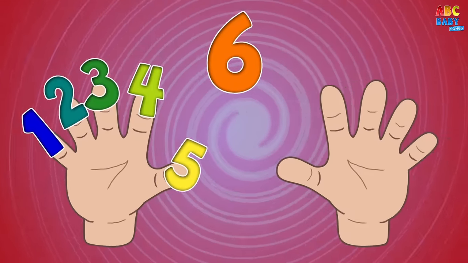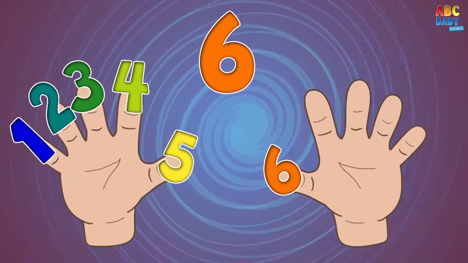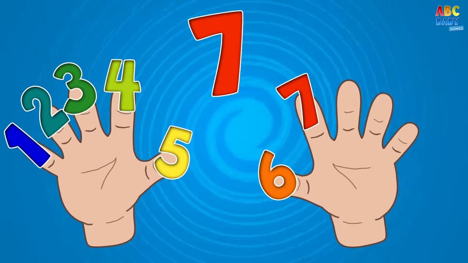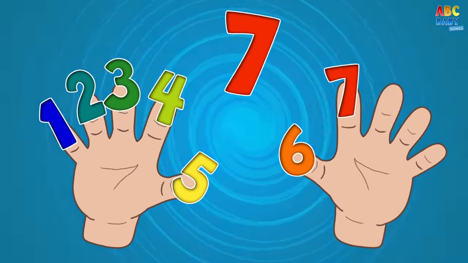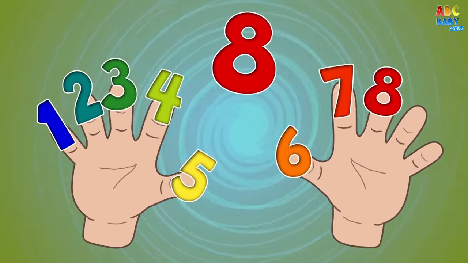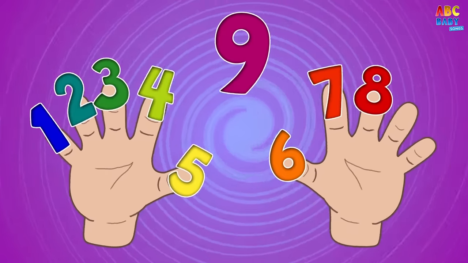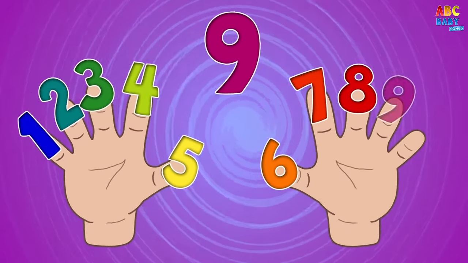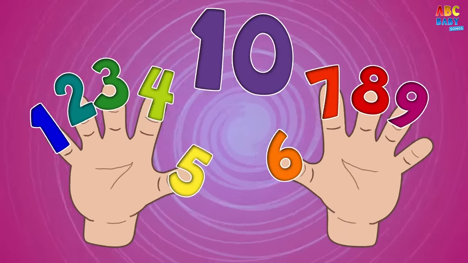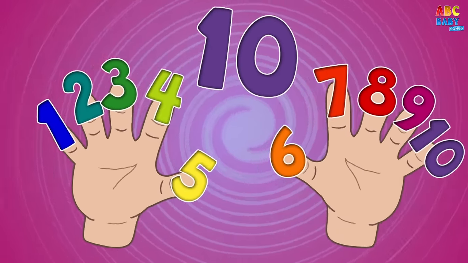Number six, where are you? Here I am, how do you do? Number seven, where are you? Here I am, how do you do? Number eight, where are you? Here I am, how do you do? Number nine, where are you? Here I am, how do you do? Number ten, where are you? Here I am, how do you do?